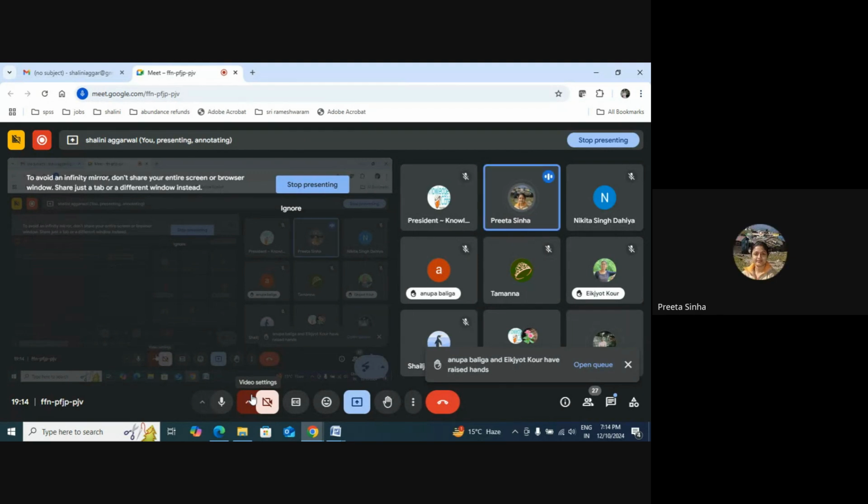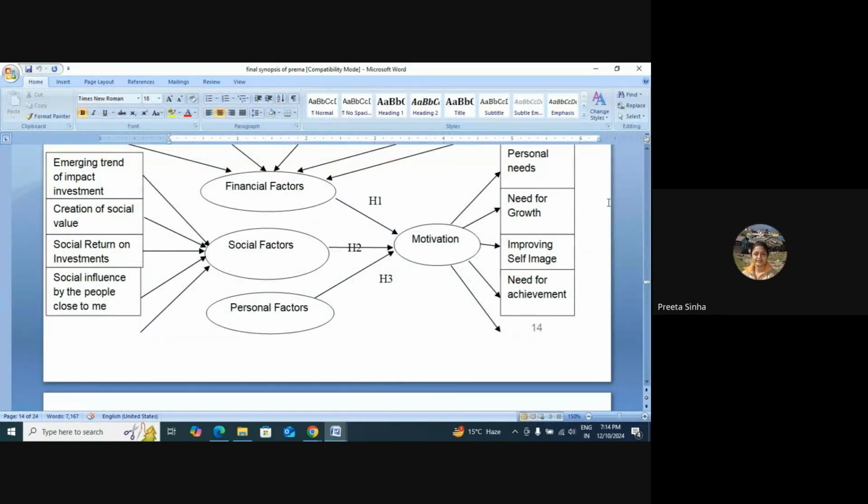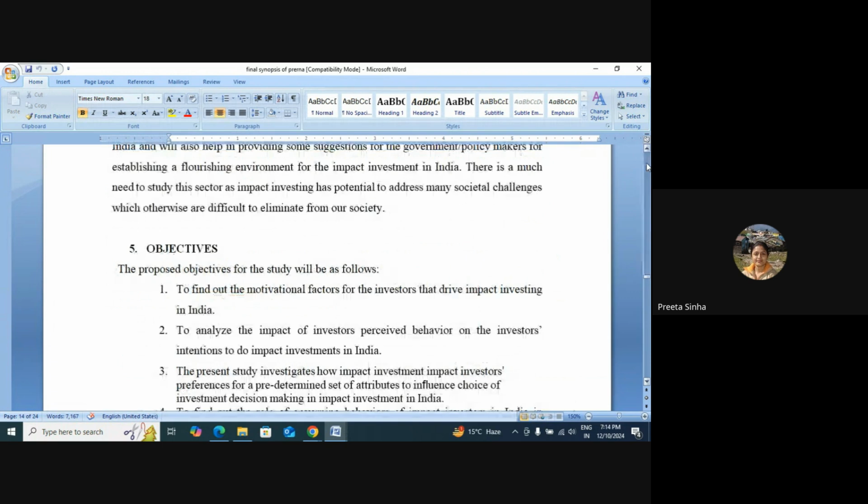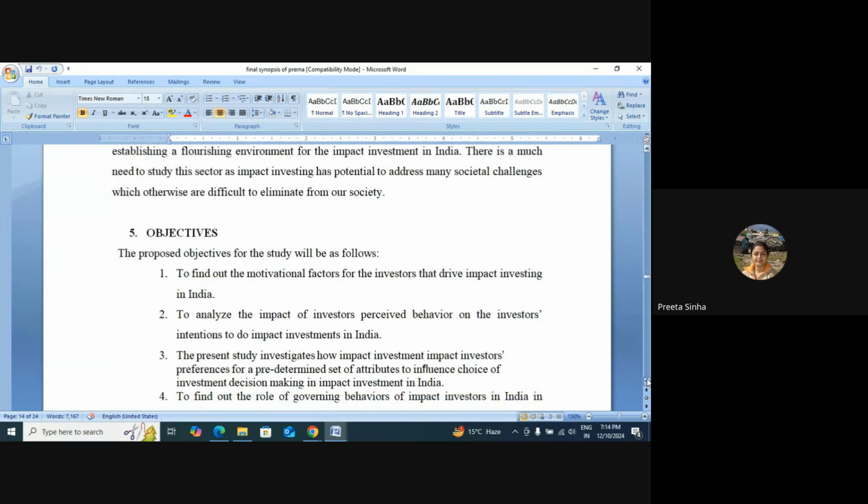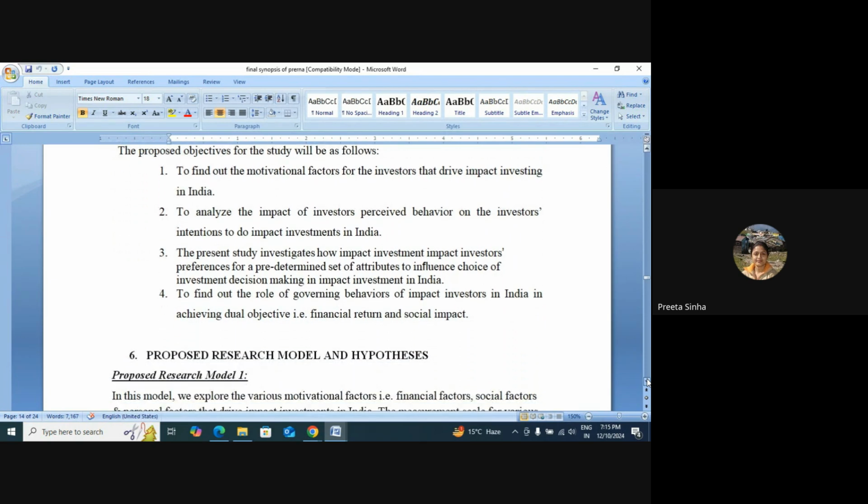Ma'am, I have a question. In case, suppose the objectives are not related to each other in a thesis... Ma'am, here the questions are related to the motivation of the investors, isn't it? Now suppose the objective is such that along with investors, I am taking investment agents also. Then in that case the questionnaire will be different, isn't it, ma'am?